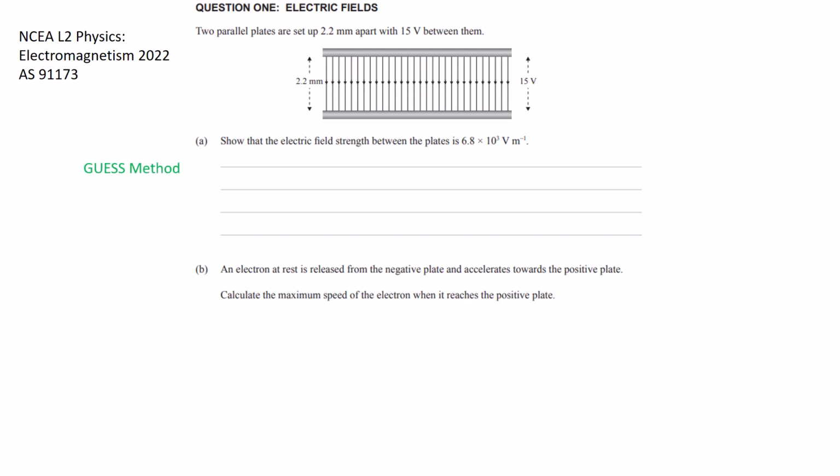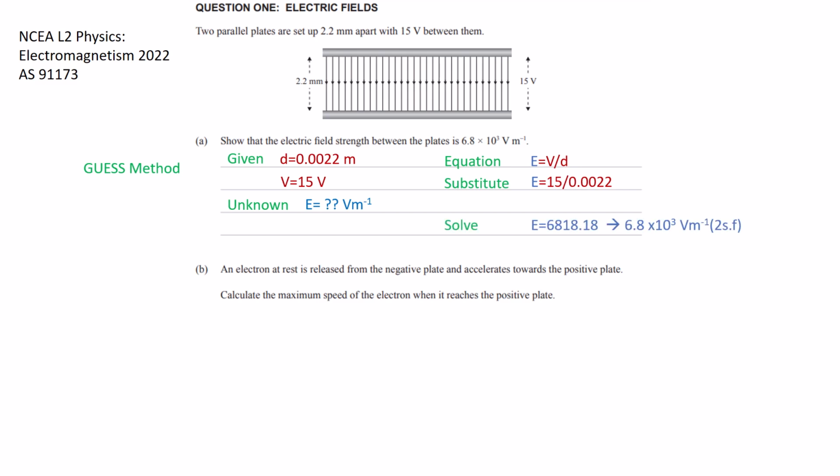And so our given values are the distance, which we divide by 1,000 to turn millimeters into meters, and the voltage. Our unknown in this case will be the electric field strength, so we're pretending we don't know that one, even though we've been given it in the question. And then we need to find an equation, and the resource booklet will give us E equals V over d. We can then substitute and solve, and I've rounded my answer to 2 significant figures because all of the values in the question were 2 significant figures.